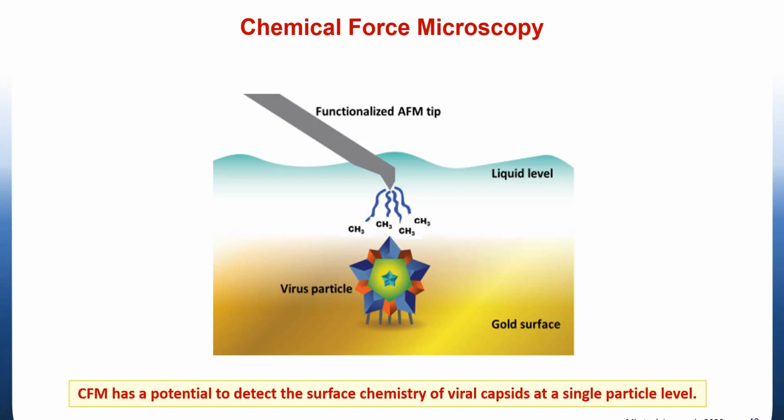And so you attach the functional group of interest to the atomic force microscope probe and use it to probe the sample of interest, in our case, the virus surface. And the virus surface to be probed is covalently bound to a gold surface. And we have the liquid level here, which is the solution condition that the virus is being exposed to.